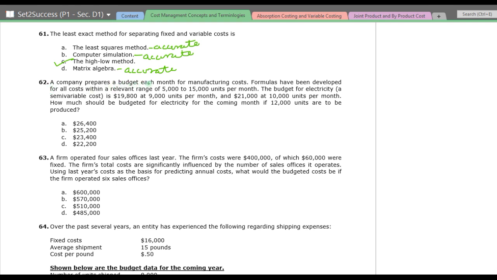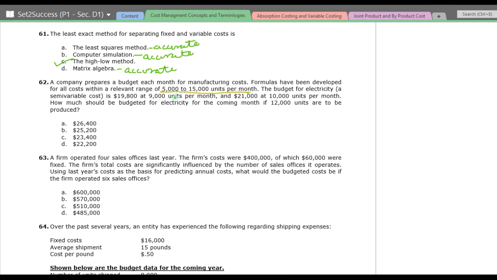A company prepares a budget each month for manufacturing costs. Formulas have been developed for all costs within the relevant range 5,000 and 15,000 units. This is the relevant range, that is between 5,000 to 15,000 per month. The budget for electricity, a semi-variable cost, which is a mixed cost, is 19,800 for 9,000 units per month and 21,000 for 10,000 units per month.